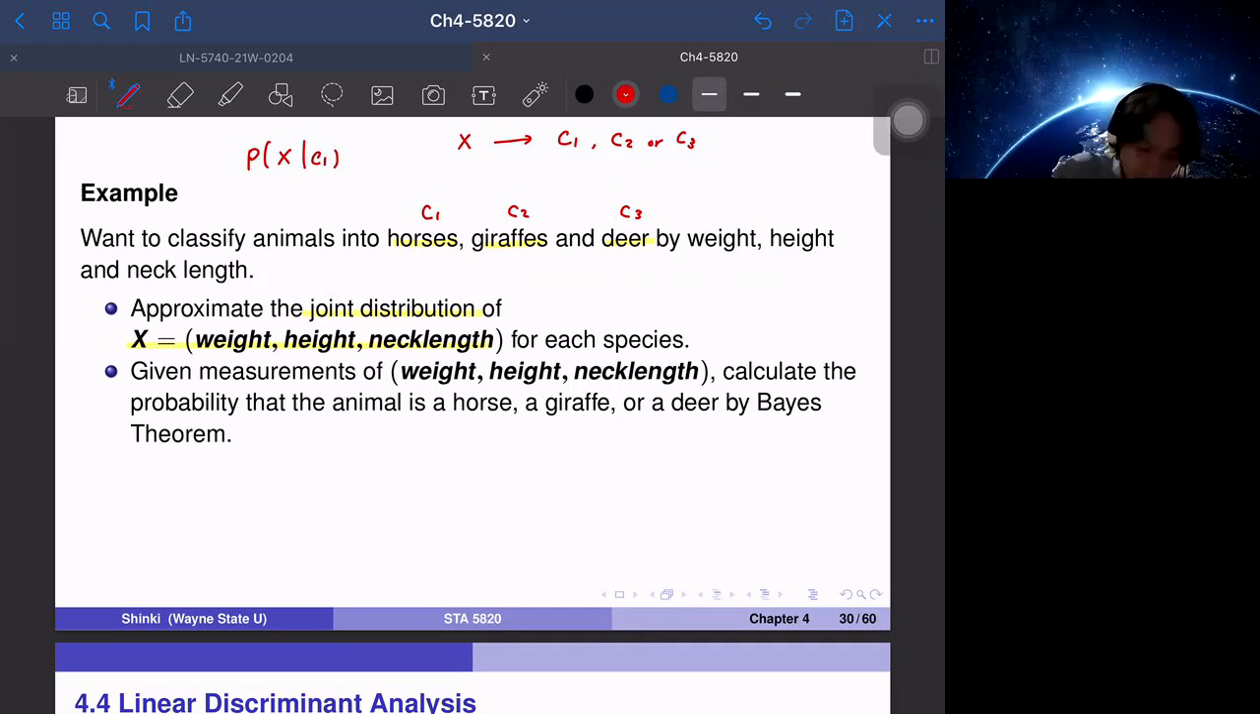Then after that, using Bayes theorem, we calculate the probability that the animal is a horse, a giraffe, or a deer by using X. So at first we start with this, then finally, given X, we calculate the probability of C1, probability of C2, probability of C3.